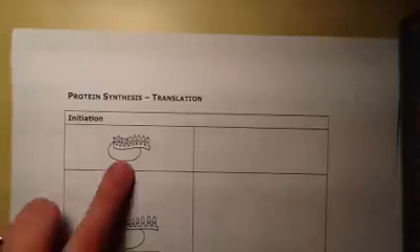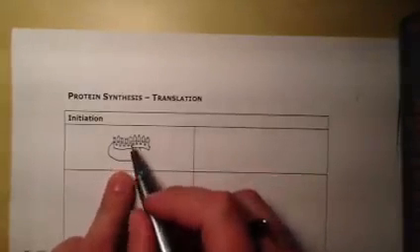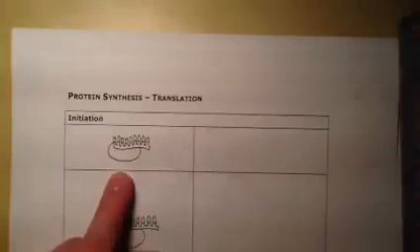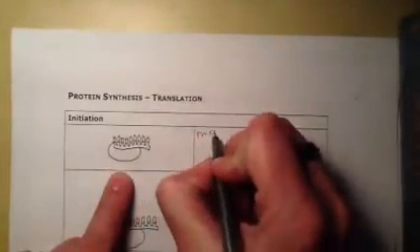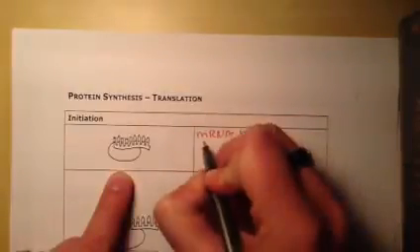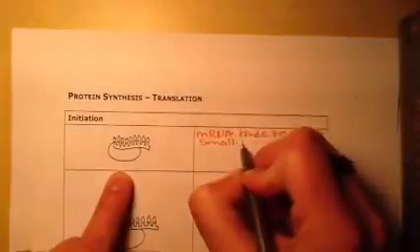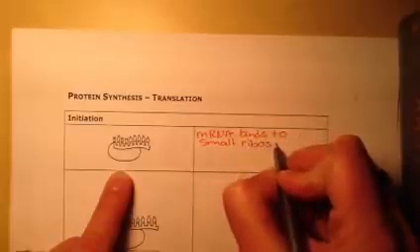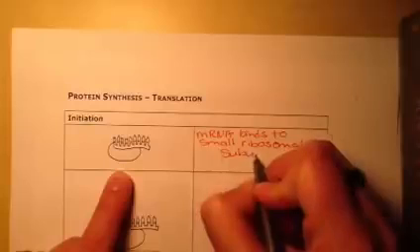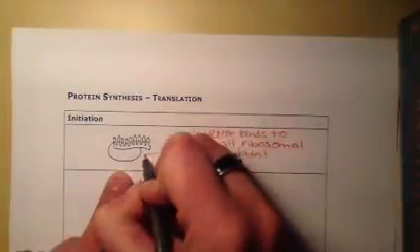So the first event is the initiation event. And you can see that you have a little piece of mRNA, and this is the small subunit of the ribosome. So in this case, the mRNA binds to the small ribosomal subunit. Okay, and that's so that we can draw a little line there.